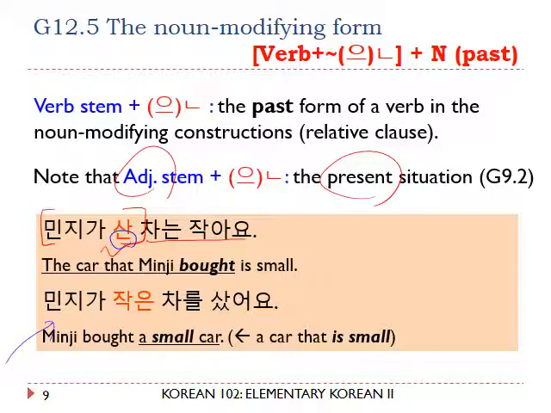On the other hand, in the second example, 민지가 작은 차를 샀어요. 민지 bought a car. 어떤 차예요? 작은 차, small car, right? Here, 은 is attached to the stem of the adjective 작다, to be small, and this simply indicates the current status of what is modified. In this case, 차, a car, right? So the current status is being small. 작은 차 simply represents that the car is small, right? It has no past tense related information.